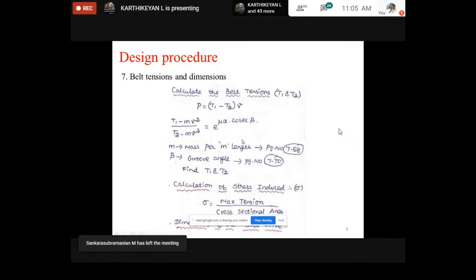And beta is the groove angle. It probably lies between 30 degrees and 40 degrees. By using this data, you can calculate the values of T1 and T2. After that, for calculating the dimensions of the belt, you know the general equation, already discussed. T max is equal to T1 plus Tc. T max is equal to sigma into area; for a flat belt, T max is equal to sigma bt. Now the V-belt has a trapezoidal cross section, so T max is equal to sigma into the cross-sectional area.